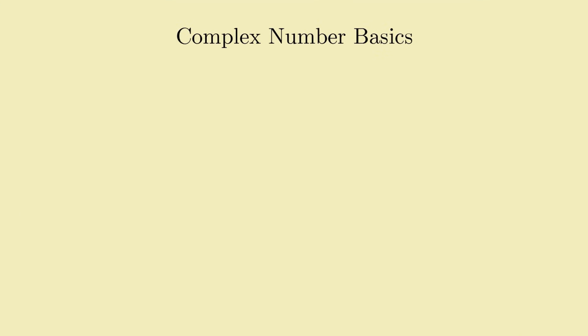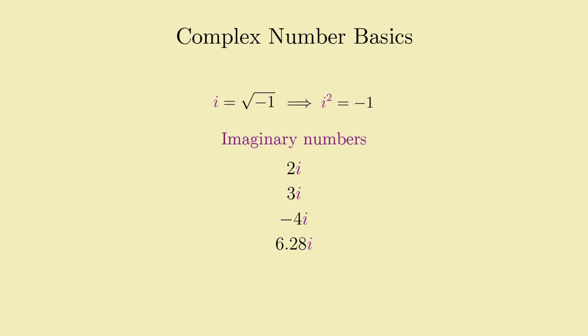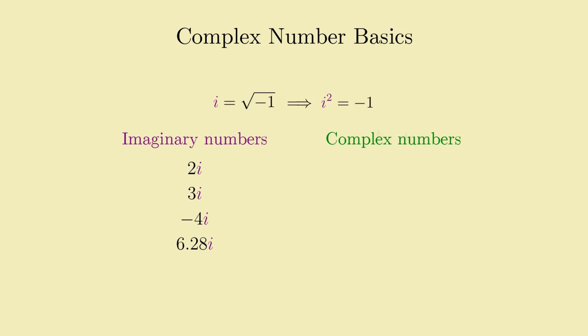To start things off, let's review the basics of what complex numbers are and how they operate on each other. The basic building block of complex numbers is i, the square root of -1, an imaginary number, if you will, that has the special property that multiplying it by itself yields -1. It can be added to itself and multiplied by real numbers to get other imaginary numbers that are multiples of i, like 2i, 3i, -4i, or 6.28i. You get a so-called complex number by adding a real number and an imaginary number together, like 3 plus 4i or -1 plus 1.5i. These expressions are treated as atoms.